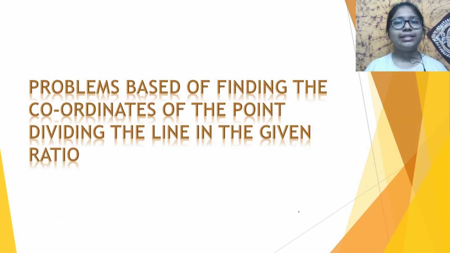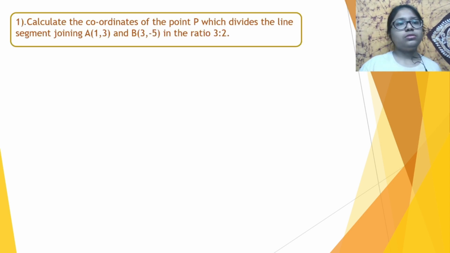Okay, so let's solve some problems based on finding the coordinates of the point dividing the line in the given ratio, that is that point P. Okay, so what is the first question? Calculate the coordinates of the point P which divides the line segment joining A (1, 3) and B (3, 5) in the ratio 3 by 2.